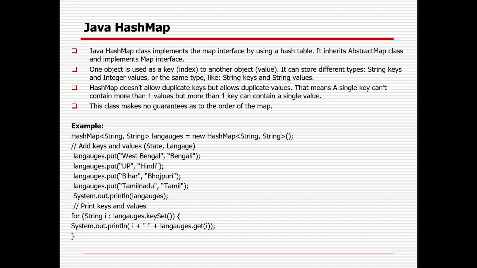One object is used as a key or index to another object called the value. It can store different types: a string key with an integer value, an integer key with a string value, string-string, integer-integer, like that, or the same type as well. HashMap does not allow duplicate keys but allows duplicate values. That means a single key cannot contain more than one value, but more than one key can contain a single value. This class makes no guarantee as to the order of the map.